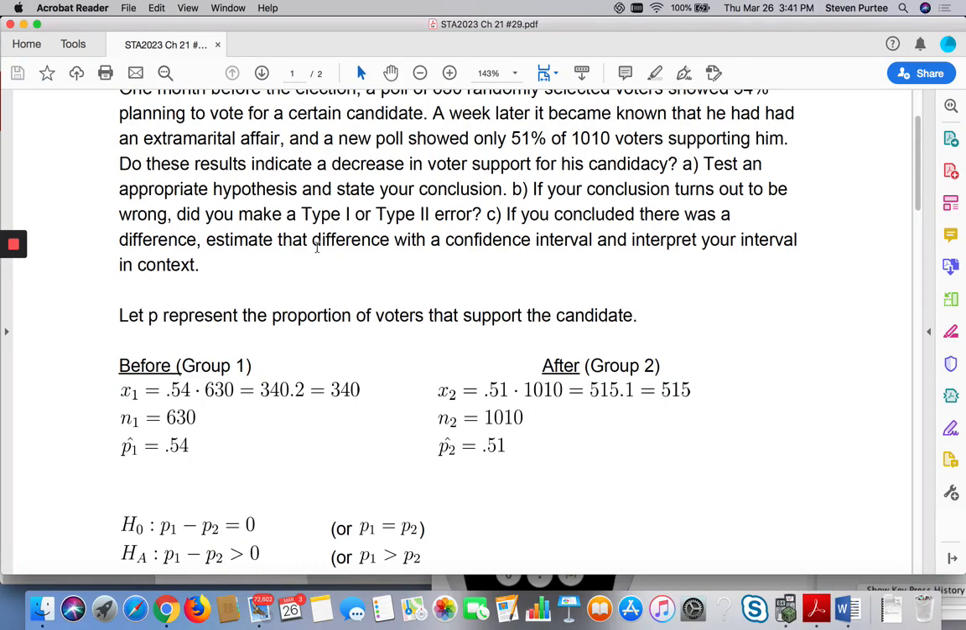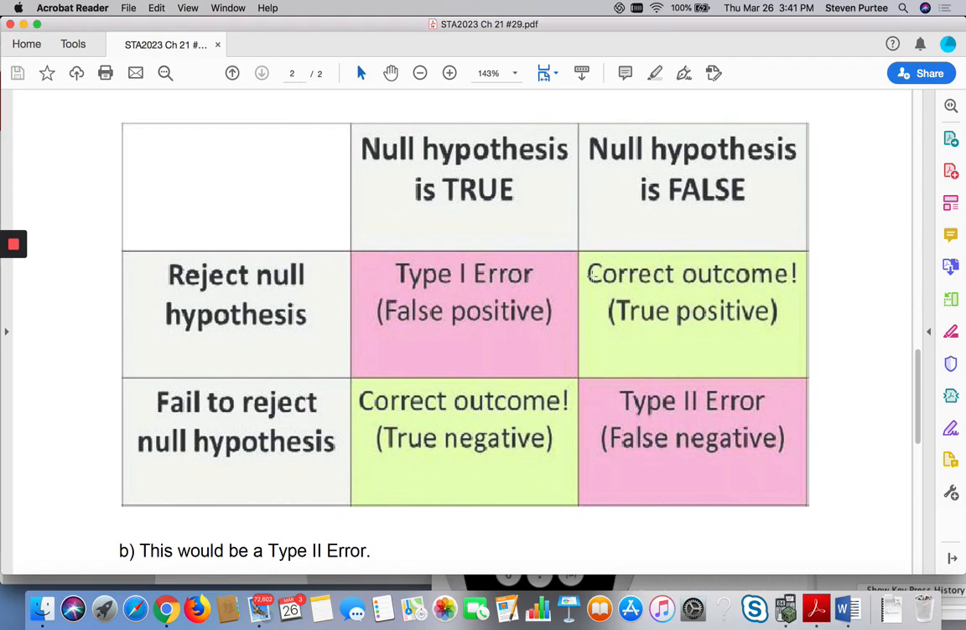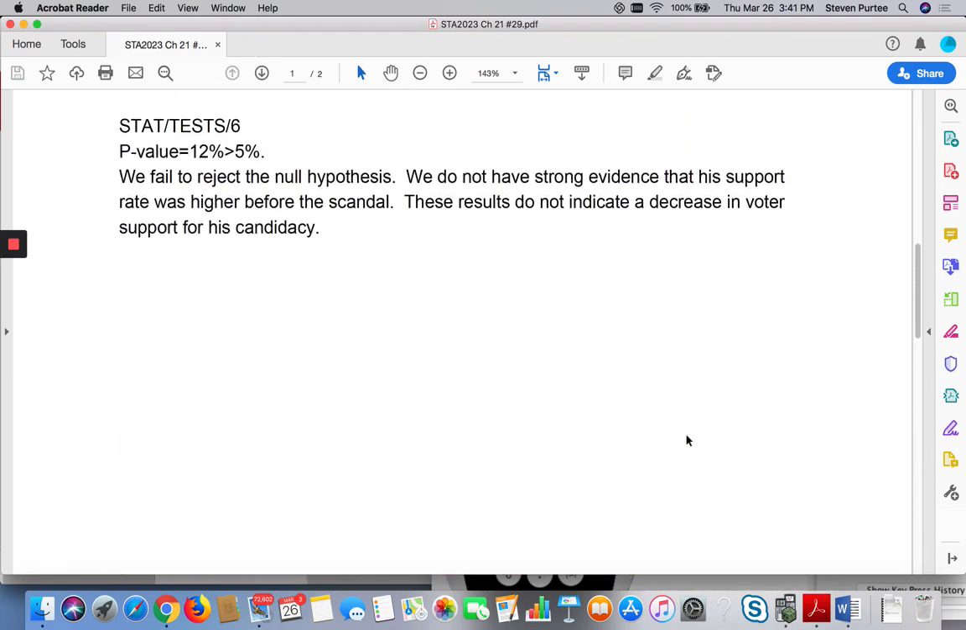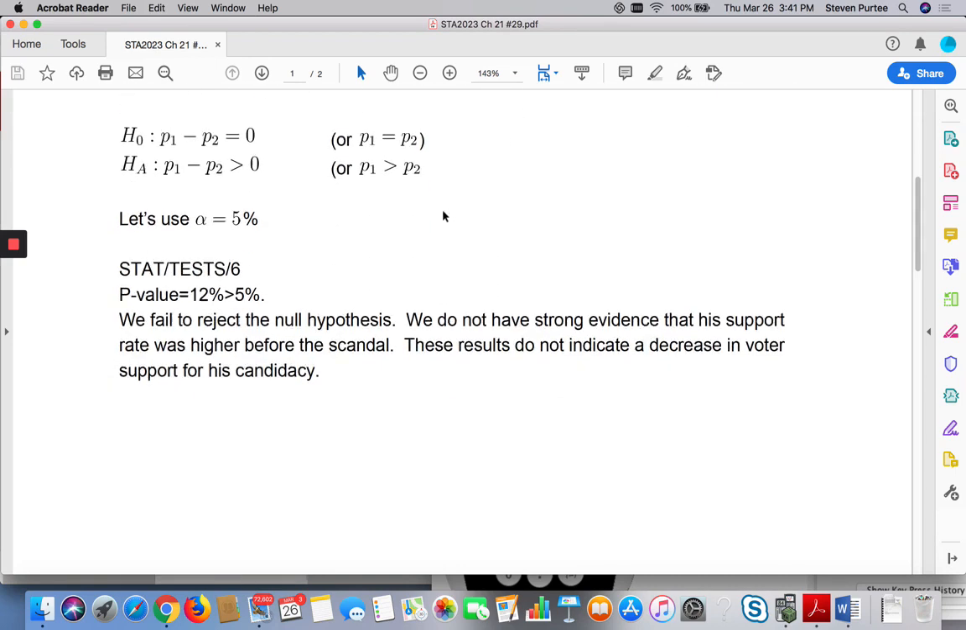Okay, then question B says, is this a type 1 or type 2 error? Here's our chart for errors. If we failed to reject when the null hypothesis was actually false, then that would have been a type 2 error. And then part C says, if we concluded there was a difference. We didn't conclude there was a difference. I don't know why they included this question, because we could just say we didn't. We did not draw any conclusions. But let's go ahead and do the confidence interval anyways.